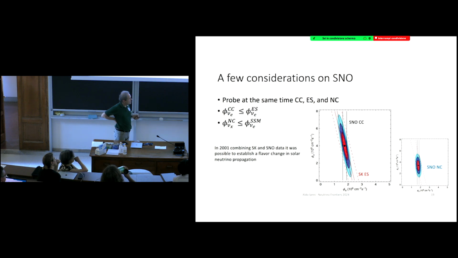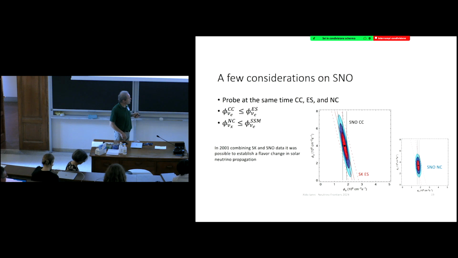Charge current, you are sensitive only to electron neutrinos as a function of the flux of electron neutrinos. I think the first to highlight this point was Sergei Petkov in 2001, that before the neutral current measurement, this was already a significant observation of flavor change in the sector of solar neutrinos. When you add neutral current, the statistical significance increases a lot, and this is a fundamental result.